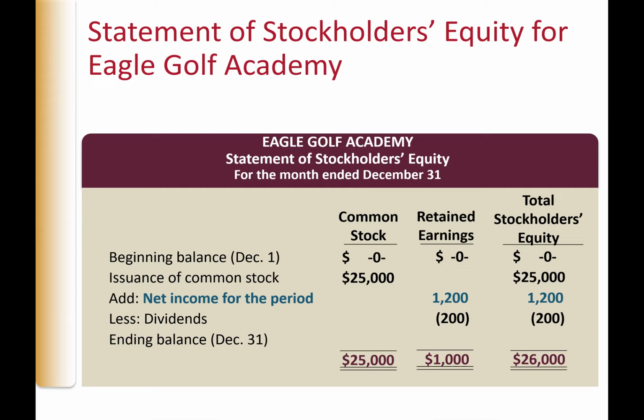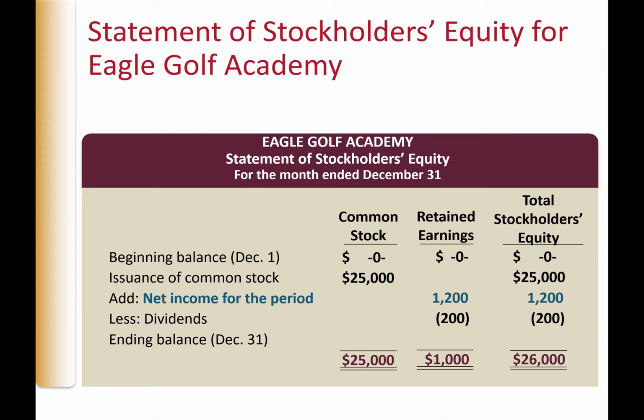Remember, dividends are needed because investors who invest in the company want a piece of the pie. Since they're providing us with their resources, their cash, to come into the company, they're going to want some benefit from investing in the company. So at the end of December 31st, you see our common stock balance is $25,000. Our retained earnings consists of the net income of $1,200 minus the $200 in dividends we paid out. So total stockholders' equity is a combination of common stock and retained earnings.